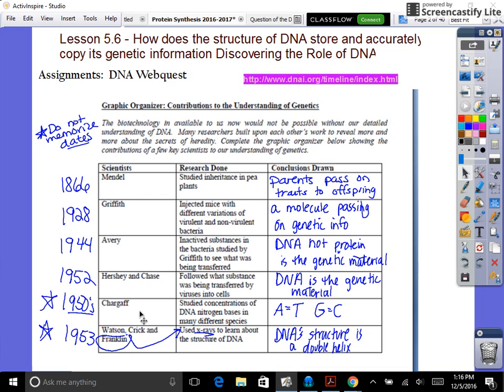But if we look at Chargaff, he was a chemist who basically discovered the nitrogen bases, and he is credited with the base pair rules that we're going to look at in the next slide, which is A equals T and G equals C. Watson and Crick actually pulled a lot of this together and were credited with the discovery of DNA structure being a double helix. They used information from Rosalind Franklin, who used X-rays to learn about the structure of DNA. So she actually provided the work, the data.